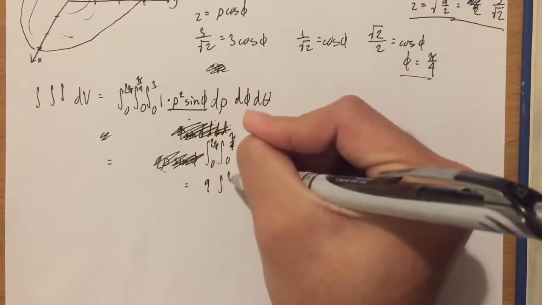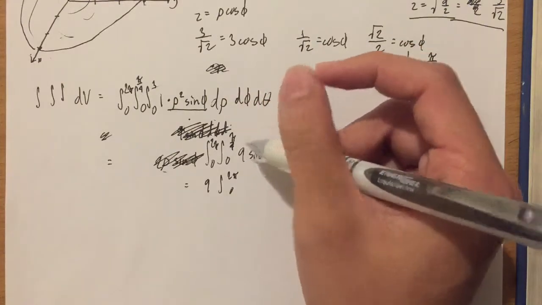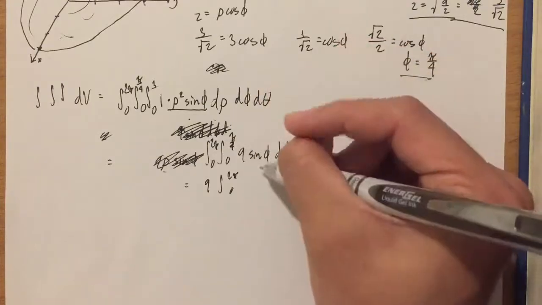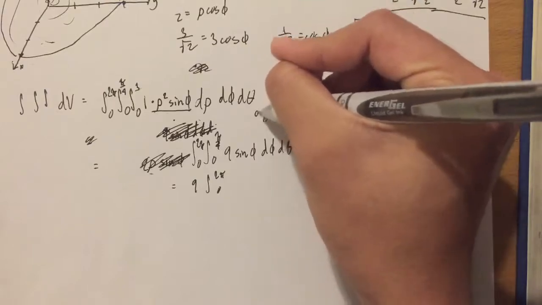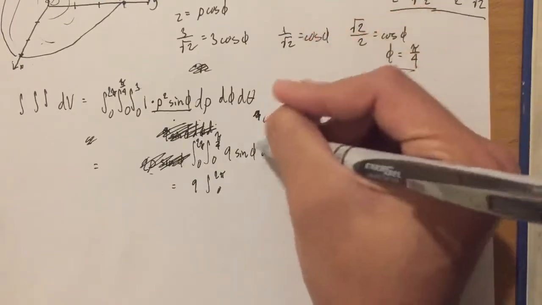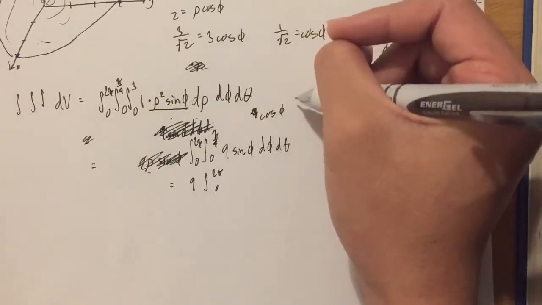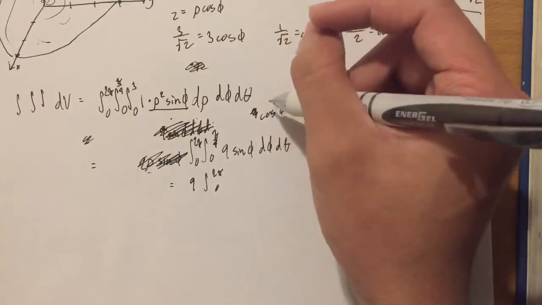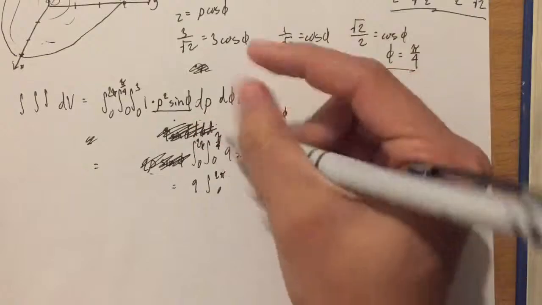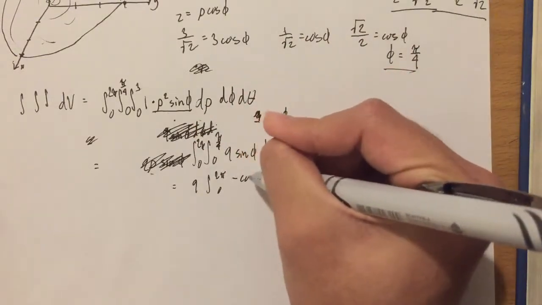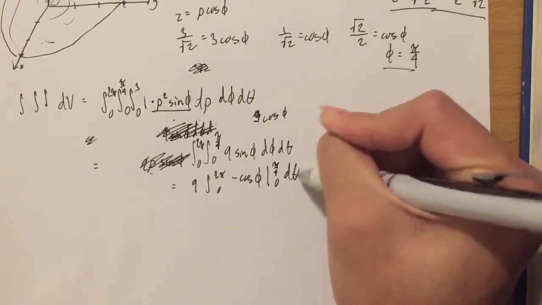Okay, so 9 times 2 pi, and then just copy it down. That'll turn out to be pi over 4, so sine phi, and then evaluated by pi over 4. So it'd be negative cosine phi because it's an integral. So that would be negative cosine phi evaluated from pi over 4 to 0, and then the final d theta.